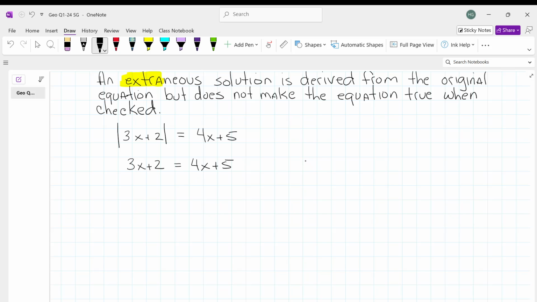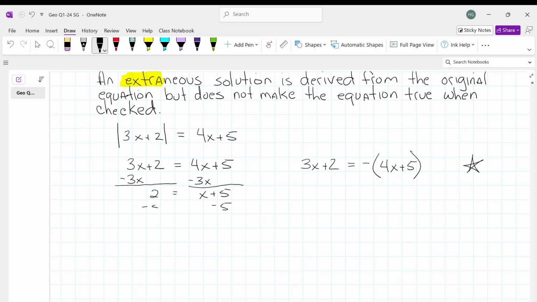And then we're going to write this as 3x plus 2 is equal to negative, or the opposite, of 4x plus 5. And this is where you've got to be careful in this step. We're going to solve on the left first. So if I subtract 3x from each side, we get 2 is equal to x plus 5. Subtract 5 from each side.